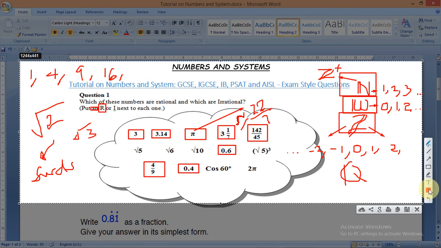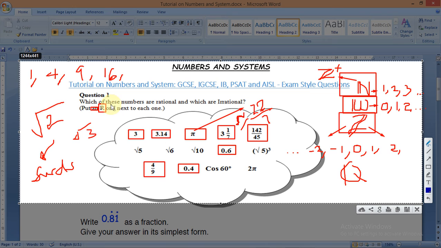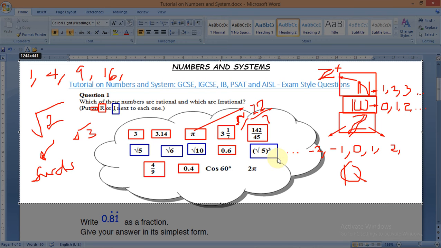So let me use blue. I'll put all irrational numbers in blue, guys. So let's just do that. So this is irrational because it's the square root of a non-perfect square, this is the square root of a non-perfect square, this is the square root of a non-perfect square. They are all surds. Non-perfect squares under a square root are all surds.